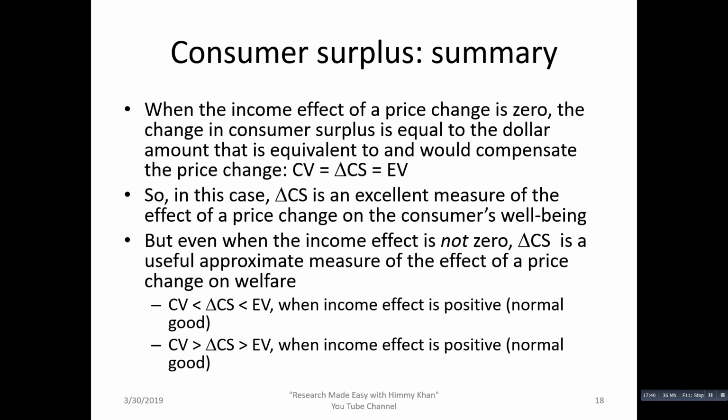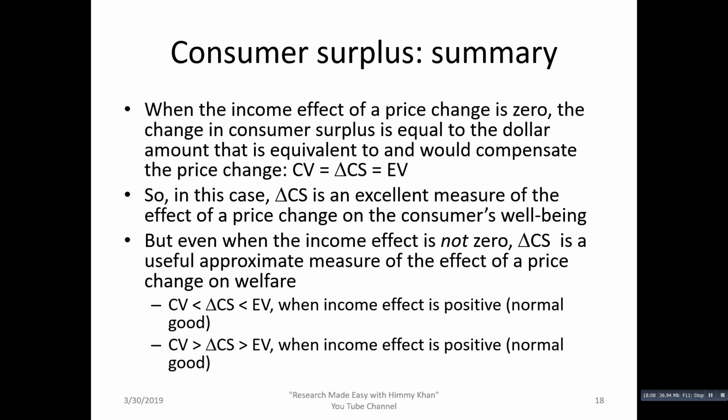And that boils down to two points. Compensating variation is less than change in consumer surplus, which is less than equivalent variation, when the income effect is positive, that is, for a normal good. Compensating variation is greater than change in consumer surplus, which is greater than equivalent variation, when the income effect is negative.